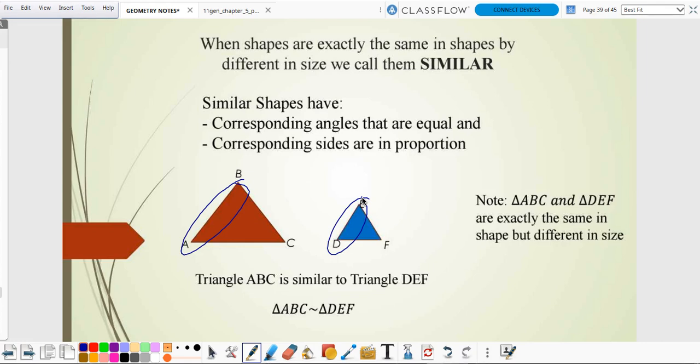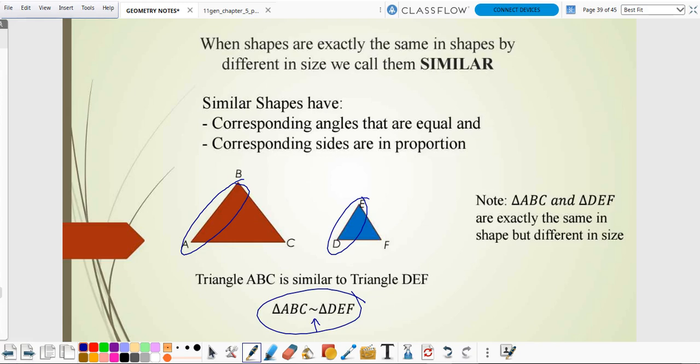So in terms of writing down a statement of how we say they're similar, this is what we use now. Notice how it's triangle ABC, squiggle, which is similar to triangle DEF. It's no longer an equal sign. When something is similar, we use a squiggle sign. This guy. It's not the equal sign anymore, only the squiggle.